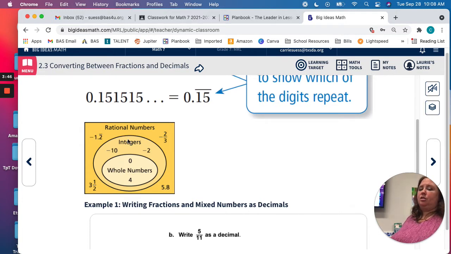Okay? Integers are whole numbers that can be negative or positive. You see that? Because it includes the whole numbers in it. And whole numbers can only be positive or 0. They can't be negative. Does everybody understand how to look at that chart now? Yes. Good.